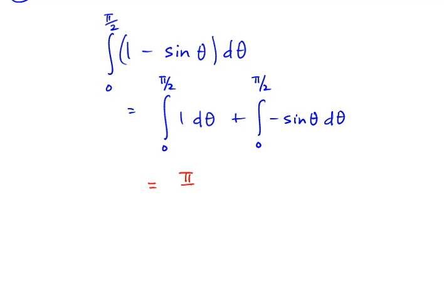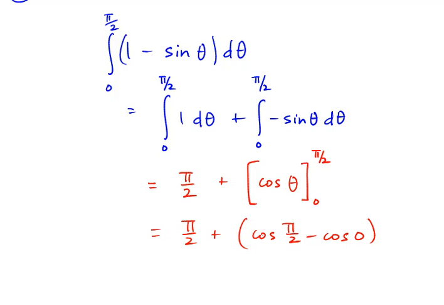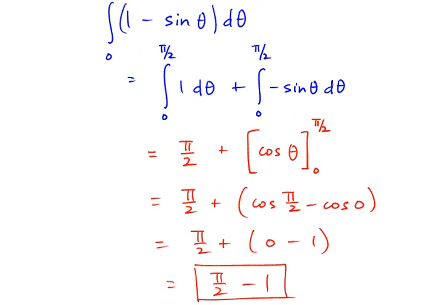And for the other one, recall that the antiderivative of negative sine theta is cosine theta. So now we have pi over 2 plus the cosine of theta evaluated from 0 to pi over 2. Subbing in each limit and simplifying the results, we have that this integral will be equal to pi over 2 minus 1.